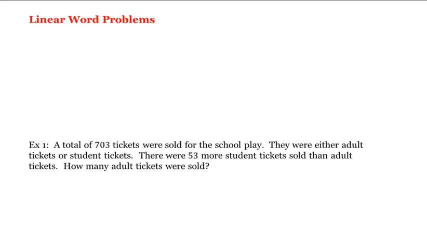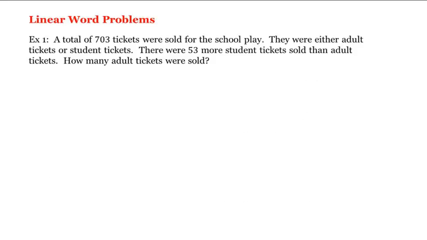Let's look at solving linear word problems. A total of 703 tickets were sold for the school play. They were either adult or student tickets. There were 53 more student tickets sold than adult tickets. How many adult tickets were sold?